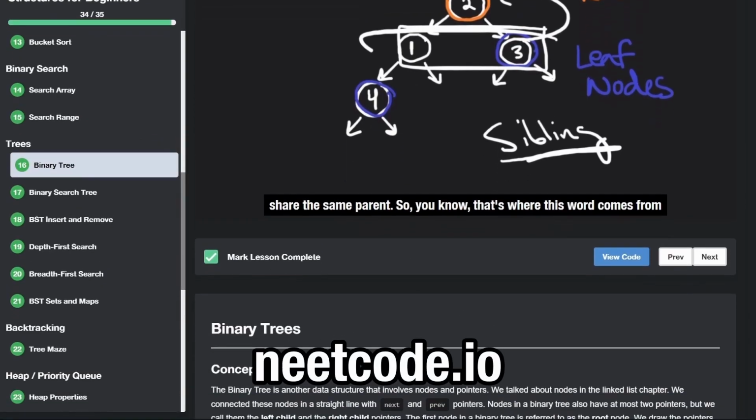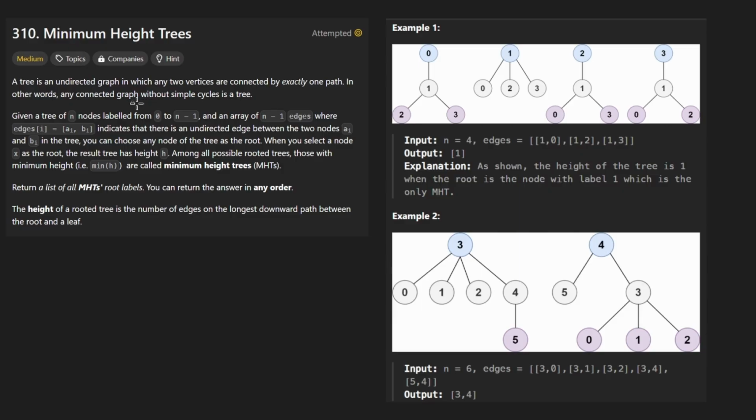So today let's solve the problem, minimum height trees. We're given a graph that is going to be connected, but it's not going to have any cycles within it. So by definition, it is going to be a tree. And this graph is going to consist of n nodes labeled from 0 to n minus 1, and we're going to have exactly n minus 1 edges.